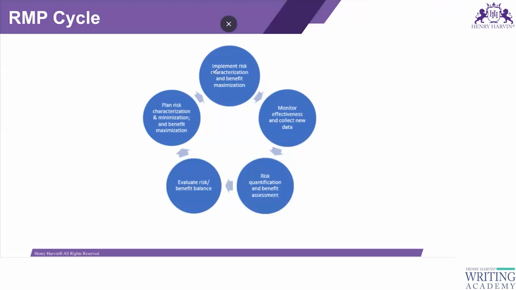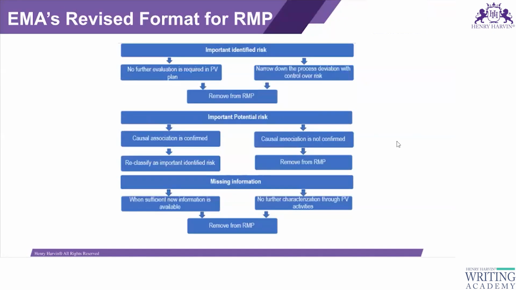Okay, understood? So now in case when the RMP is submitted and the RMP needs to be revised, what are the information which can be updated? So first, the important identified risk. There are certain risks which are already identified, that these are the risks. Now related to these identified risks, no further evaluation is required in the PV plan. From the pharmacovigilance activities, there is no information available relevant to that identified risk.